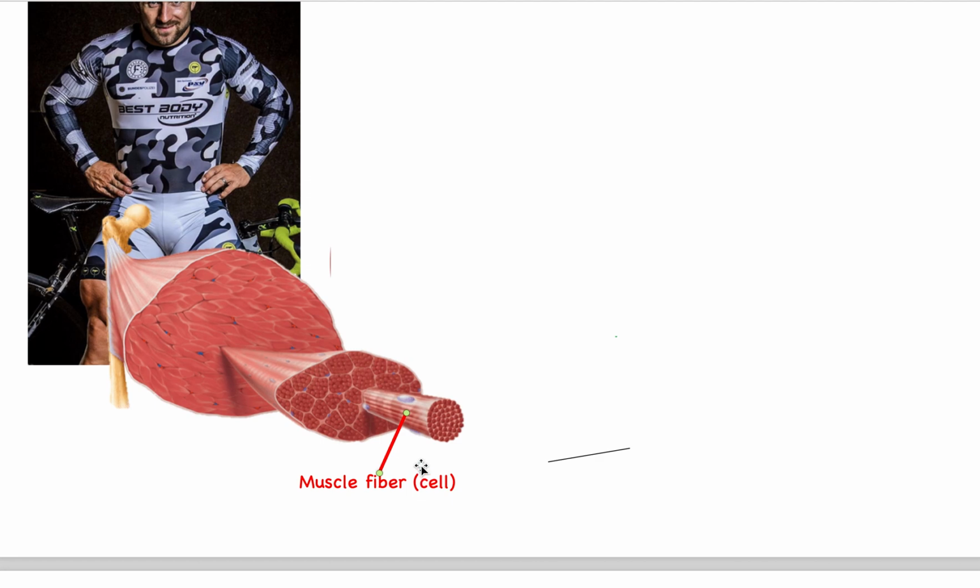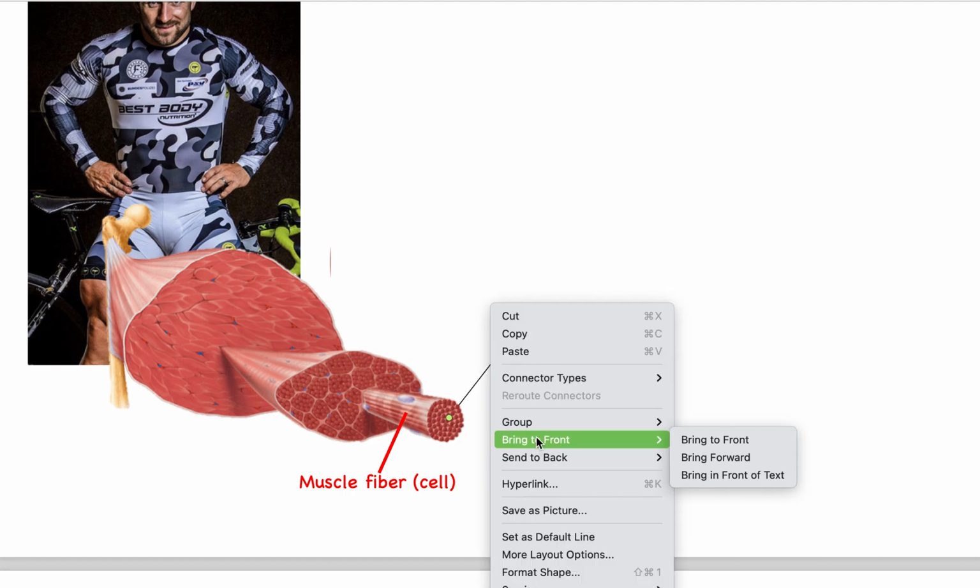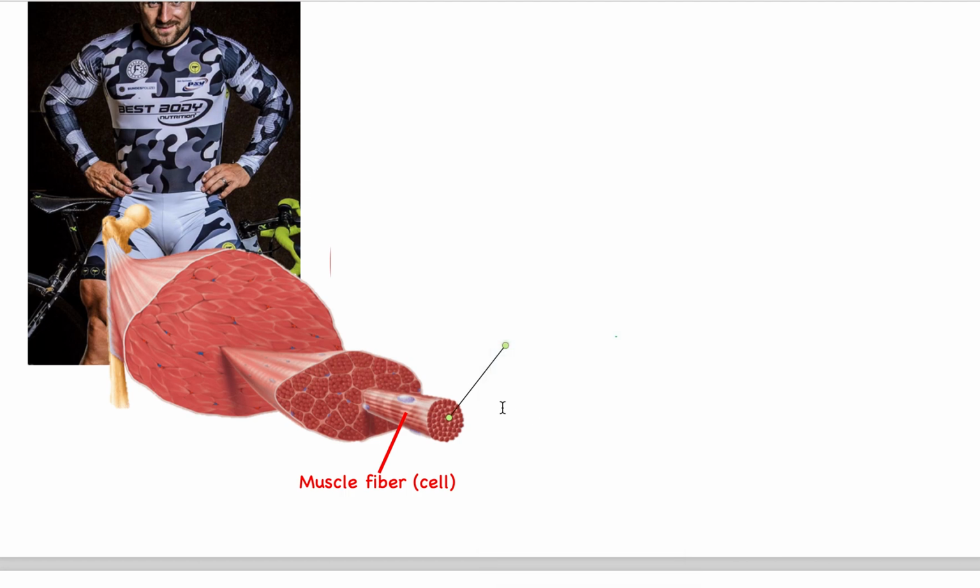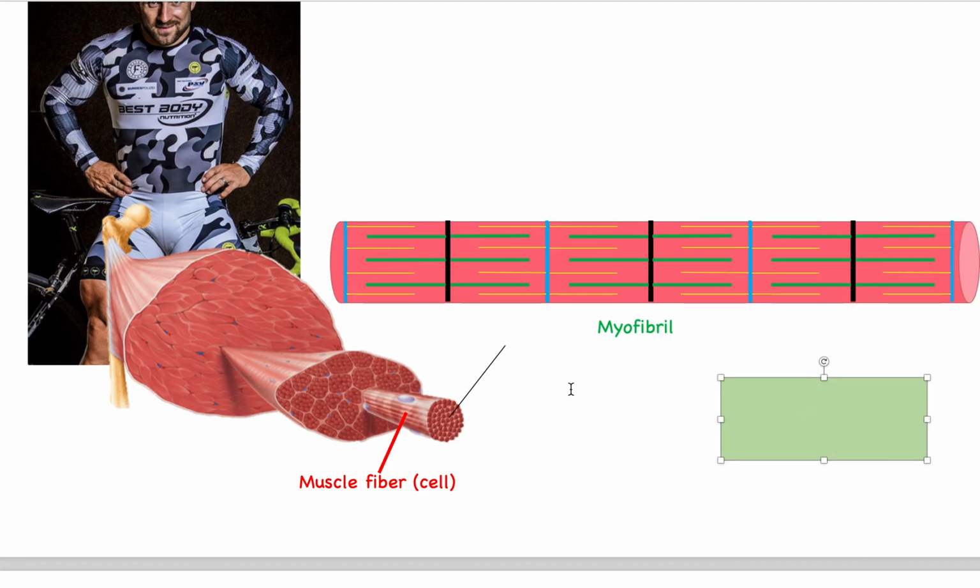But it doesn't stop there. A muscle cell seems to have something else that it's made of. So what is this? If we look inside a muscle cell, it is made up of many myofibrils, okay? So I'm zooming into a myofibril here. This is one myofibril. So many myofibrils make up a muscle cell. Essentially, a myofibril is like the organelles of a muscle cell.